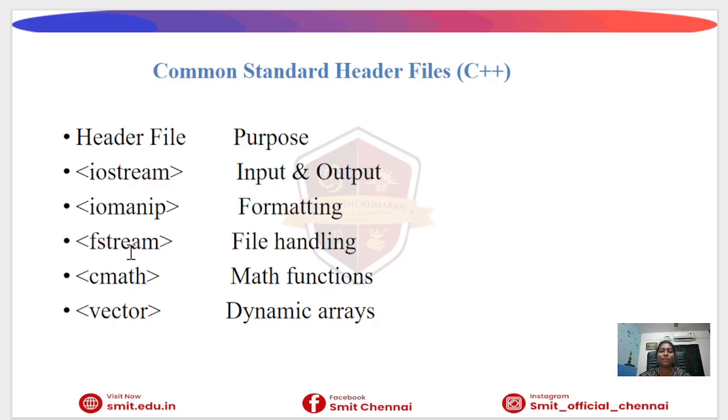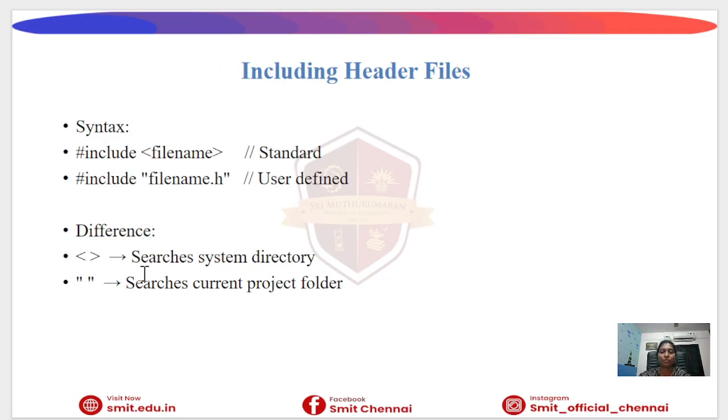Next one is iomanip, that is formatting output, how we are formatting the output. Next one is fstream, that is file handling. So how we are handling the file, we are using the fstream. Next one is cmath. cmath is math functions. The next one is the vector, that is the dynamic arrays. It's all used in modern C++ programming.